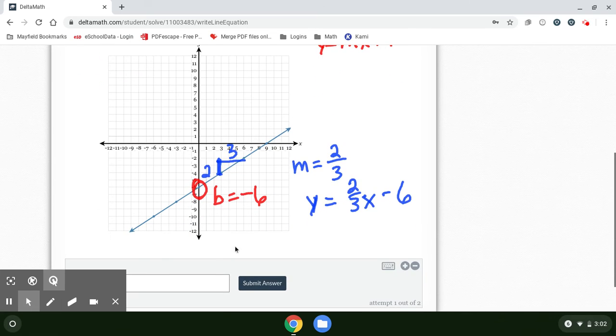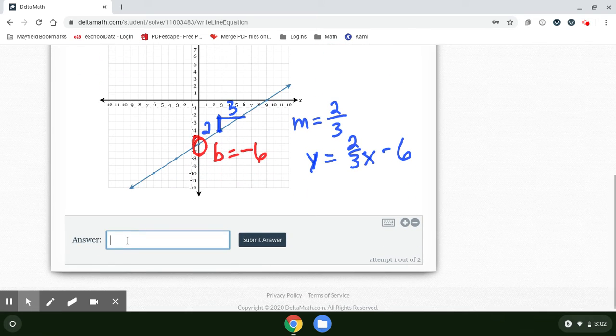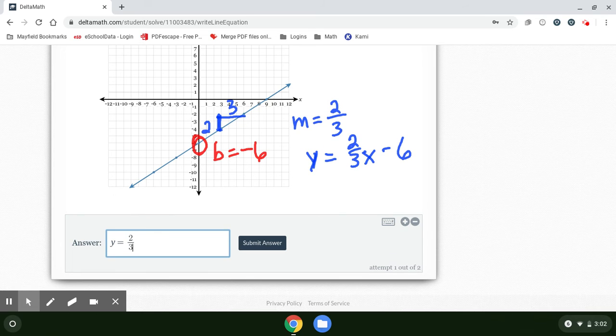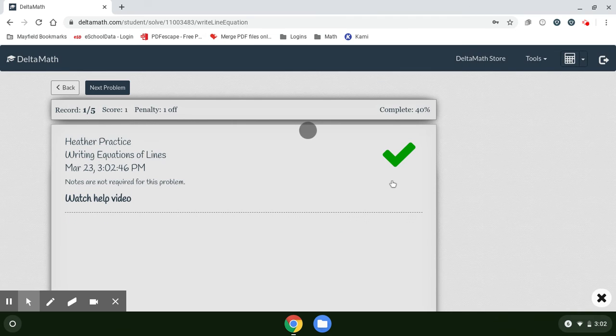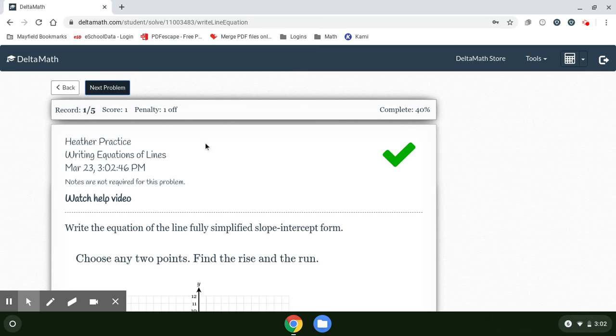Now I'm going to go down to type in my equation. Y equals 2/3 x. Oh, I put it underneath. I don't want to do that, so I'm going to erase it and hit the right arrow. So x is next to it, -6, and submit my answer. And that was the equation of that line.